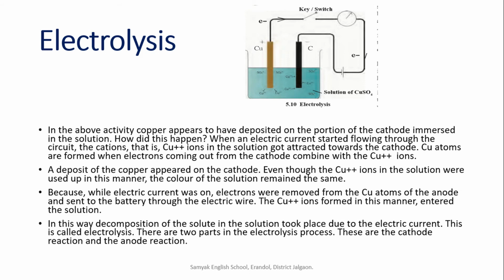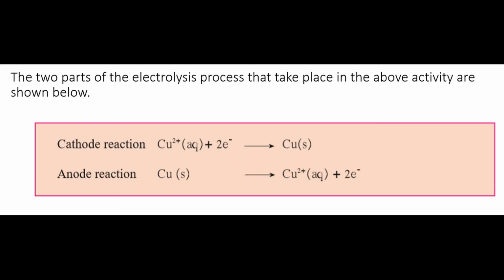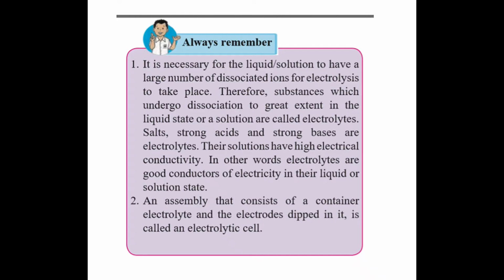This is called electrolysis. There are two parts in this process. These are the cathode reaction and anode reaction. Look at the reactions which take place at the cathode and anode. The copper ions combine with electrons and give rise to copper atoms. At the anode, the copper atom splits into copper ions and electrons. The copper ions go into the solution and electrons go towards the battery through the copper electrode.